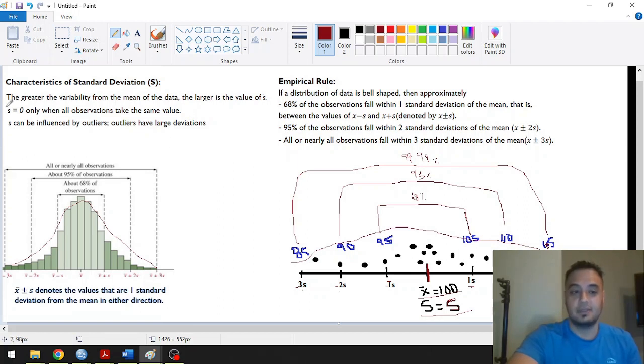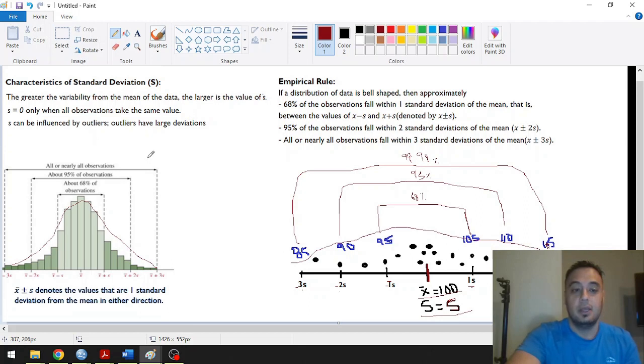And just like variance, when all observations take on the same value, then your standard deviation is 0. And it makes sense, because if there's no observation to compare your average from, then of course your standard deviation and variance will always be 0.